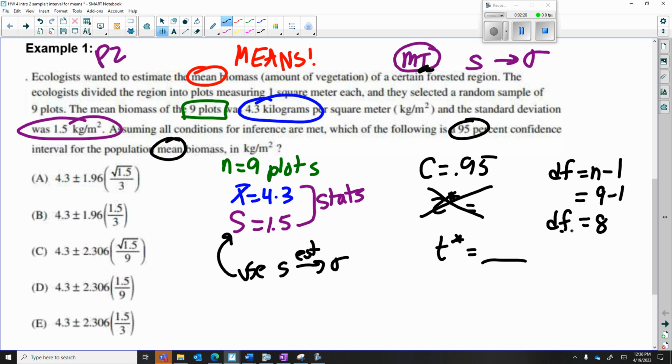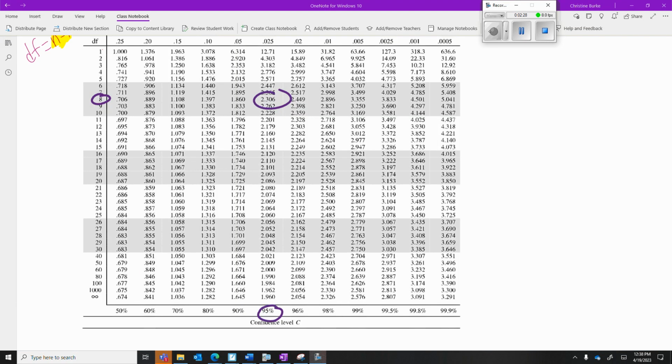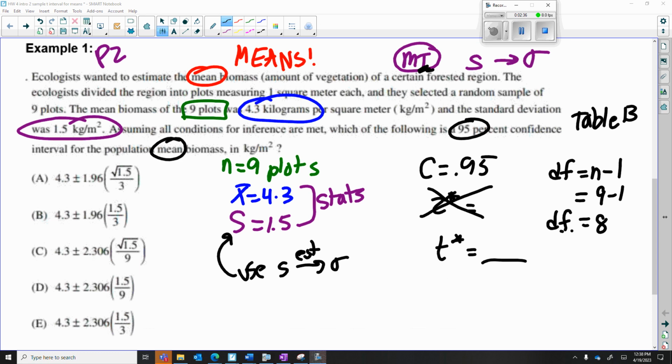So right now, take a minute and look up table B. Look up your degrees of freedom 8 and 95% level. I'm hoping you realize that with degrees of freedom 8 and 95% level, your critical value is 2.306. So even if you didn't know how to find that, I'm hoping you would have eliminated A and B, because those are going to be Z star for 95%, and we want T star for 95%.